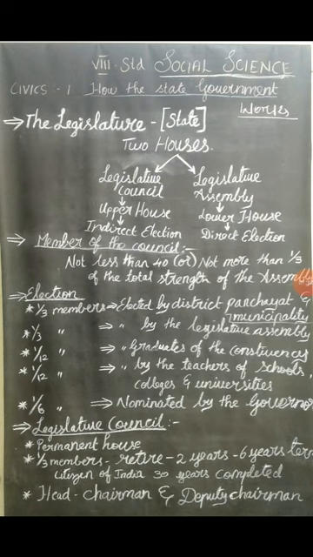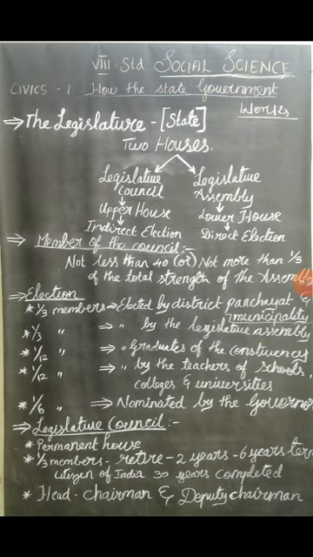Next, the legislative council. The constitution provides that the total strength of the legislative council must not be less than 40 and not more than 1/3 of the total strength of the legislative assembly of the state. That is the strength of the legislative council.